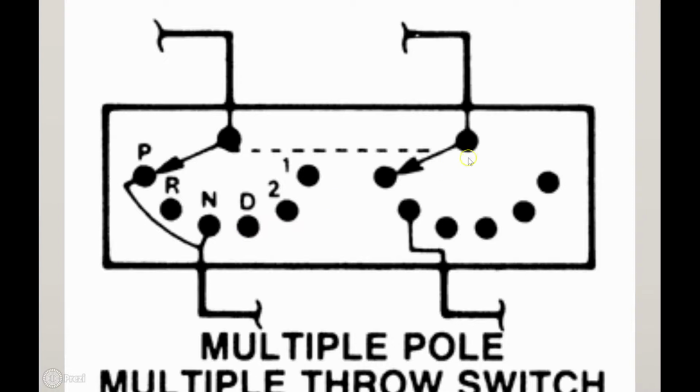Multiple pole and then two throws. Whenever we have a dash line here, that means when this one turns, this other one also moves alongside of it. That's the multiple throw part of the switch.